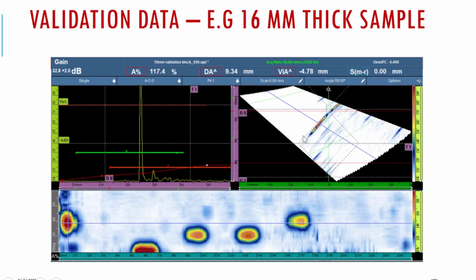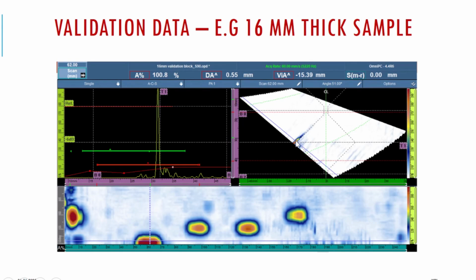This is the PAUT machine screenshot. In that machine, this V shape is the weld area. In that weld, this is the defect identification. This defect is side wall lack of fusion at depth 10 mm from your toe region. This is A scan, C scan and S scan. This is data from the 16 mm validation block. This is a toe region defect at the top of your weld area. You can get the signal like this in A scan. This is the defect signal.